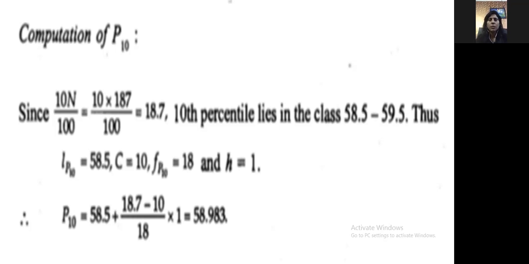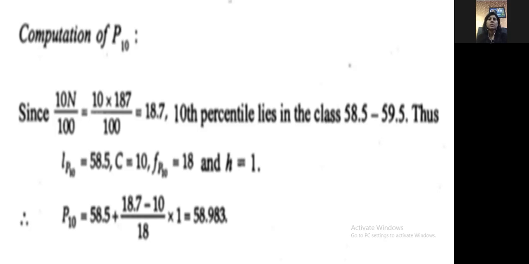So we get the values needed for P90 and P50, but firstly we calculate P10, using the same formula we used previously. We get P10 as the lower limit, 58.5, plus the value we found for P10, that is 18.7, subtracted from the value of C, that is 10, divided by the given frequency, 18, and multiplied by the class interval. So we get P10 as 58.983.